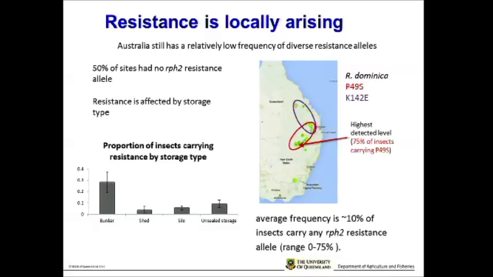The surprising thing for me is, even though the strong resistance arose and we detected it nearly 20 years ago in Australia, the average frequency across the whole region was still less than 10% of insects. There were only a couple of outliers that had very high frequencies around a central storage that only really had large numbers of bunkers. And there were quite a number of central storages that had no detectable resistance alleles.